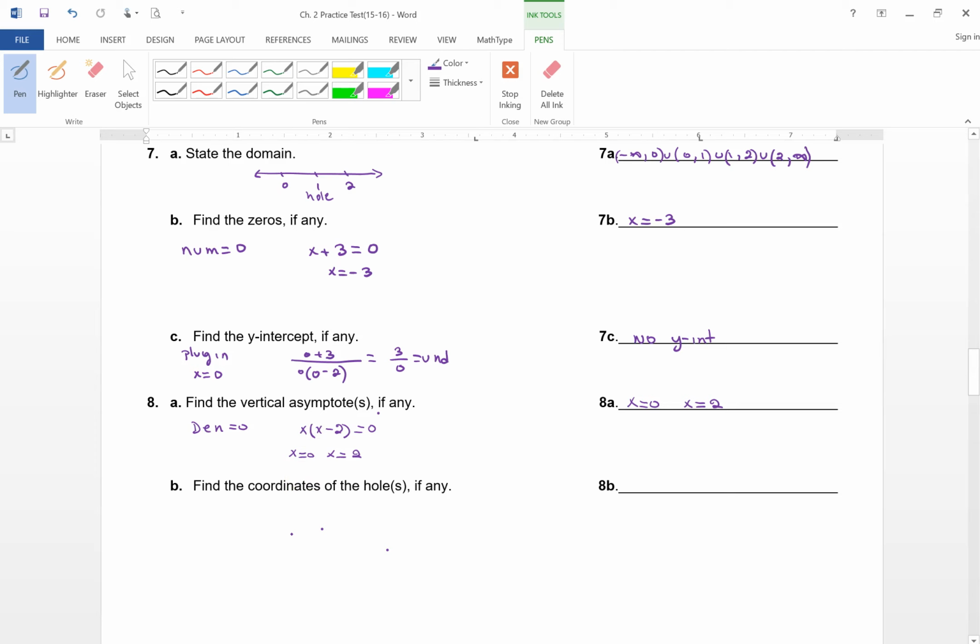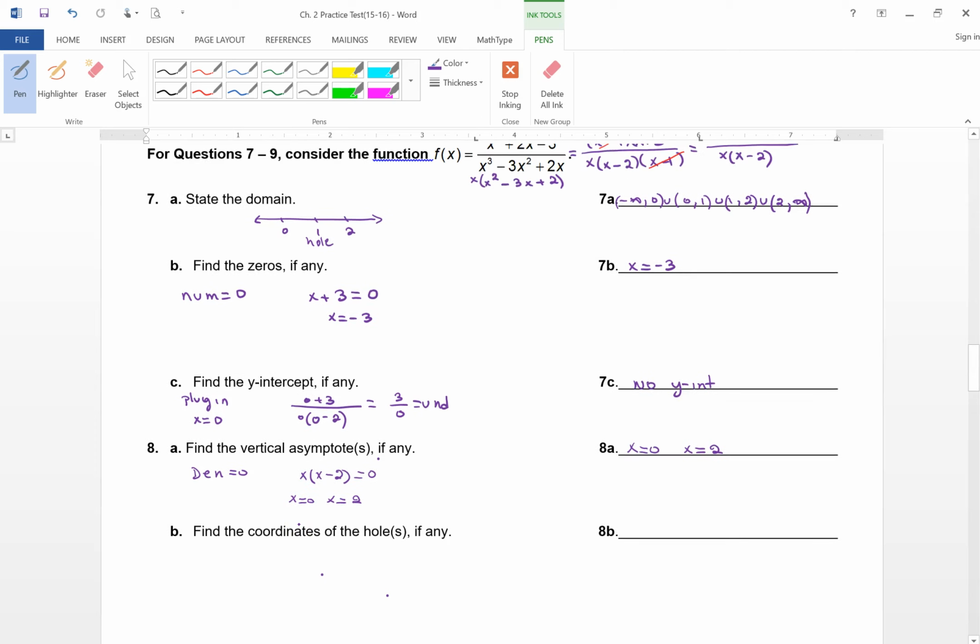Find the coordinates of the holes. So we established before that there was a hole at x equals 1. Do we have to show this work, the denominator equal to 0, that part? You don't have to show this. I'm doing these just for you. I mean, look, the more work you show, the better it is for you.